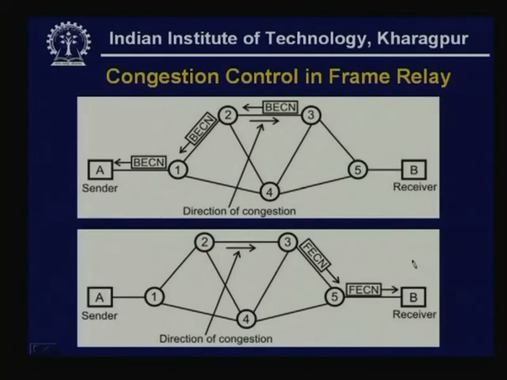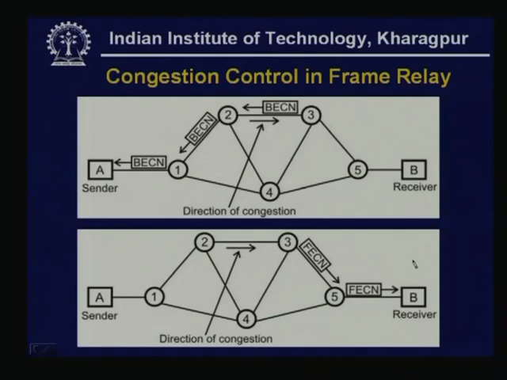So, by using these two bits, BECN and FECN, you have 4 possibilities. When these 2 bits are 0 0, that means there is no congestion in either direction. Whenever it is 0 1 or 1 0, there is congestion only in one direction. On the other hand, whenever these 2 bits are 1 1, there is congestion in both directions. So, by using these 2 bits, congestion control can be done.